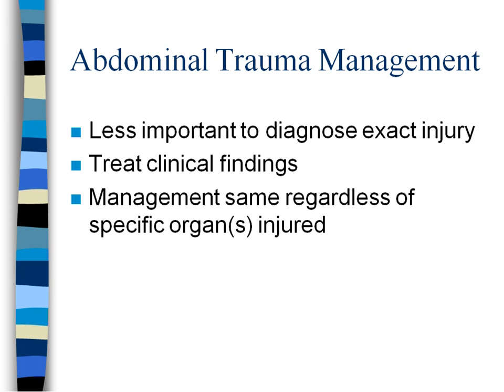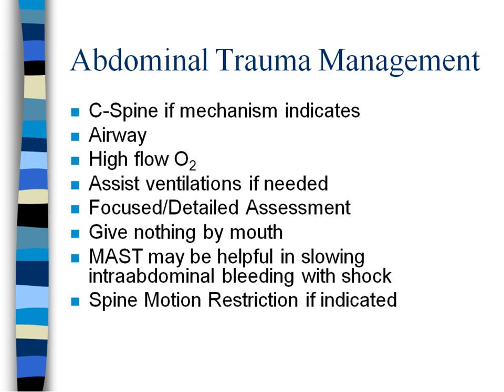Am I going to do anything differently to help them? Absolutely not. Okay. C-spine mechanism indicates, of course, airway. High flow O2 is important. Remember, if we're bleeding, we need the extra oxygen, okay, losing hemoglobin, that kind of stuff. Assist ventilations if needed. Focused or detailed physical exam. Give them nothing by mouth. Oh, but I'm so thirsty. You know what?